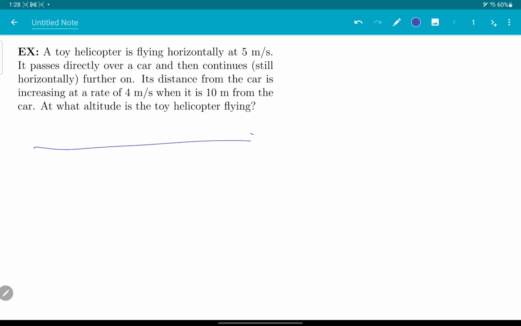Helicopter going horizontally. I have a car, represented by this dot down here. Now, the helicopter, let's say it's right here at some point. Now, looky here. What I see is a triangle. And as time goes forward, this triangle is growing. So a growing triangle is what's happening.